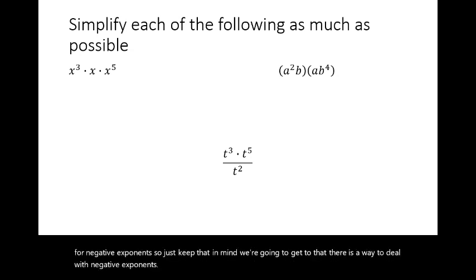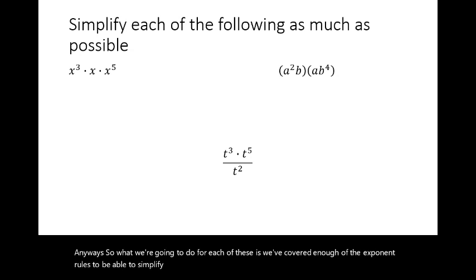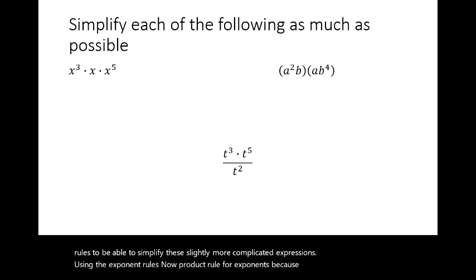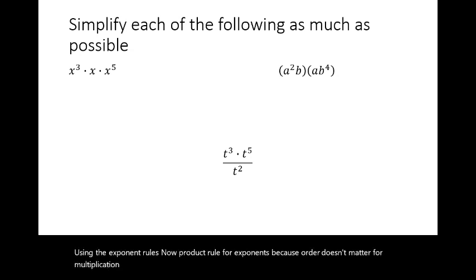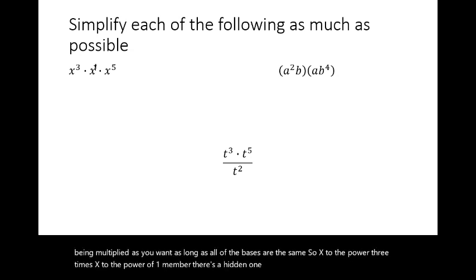Anyways, so what we're going to do for each of these is we've covered enough of the exponent rules to be able to simplify these slightly more complicated expressions using the exponent rules. Now, product rule for exponents, because order doesn't matter for multiplication or addition, you can use product rule for exponents on as many exponentials being multiplied as you want, as long as all of the bases are the same. So x to the power 3 times x to the power of 1, remember there's a hidden 1 there, times x to the power 5.